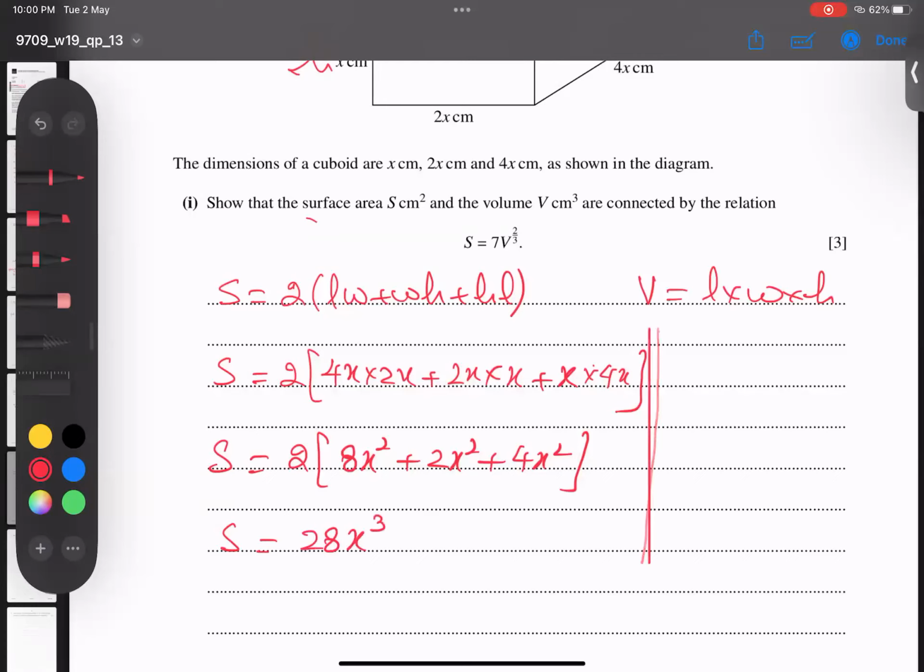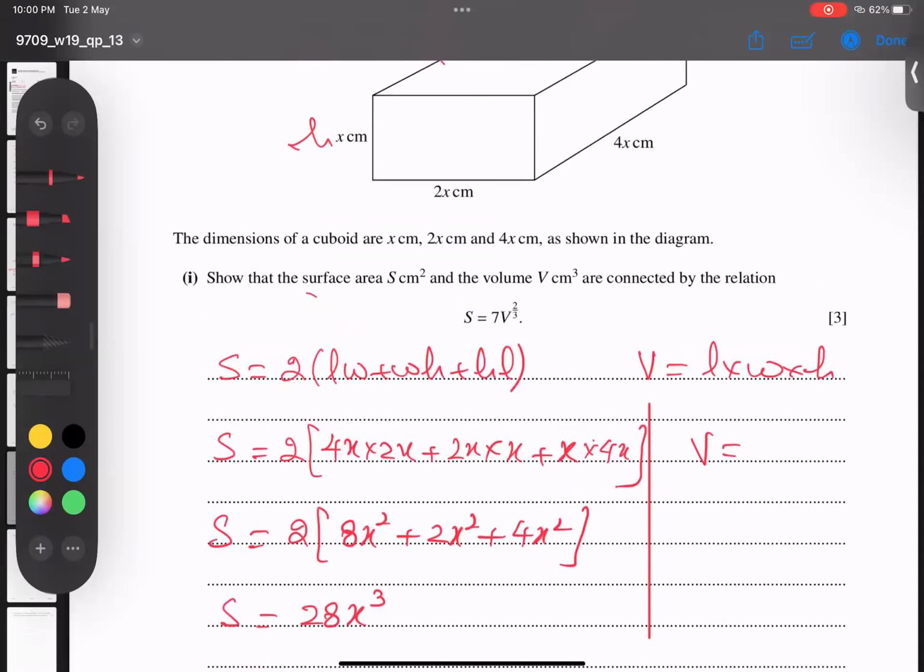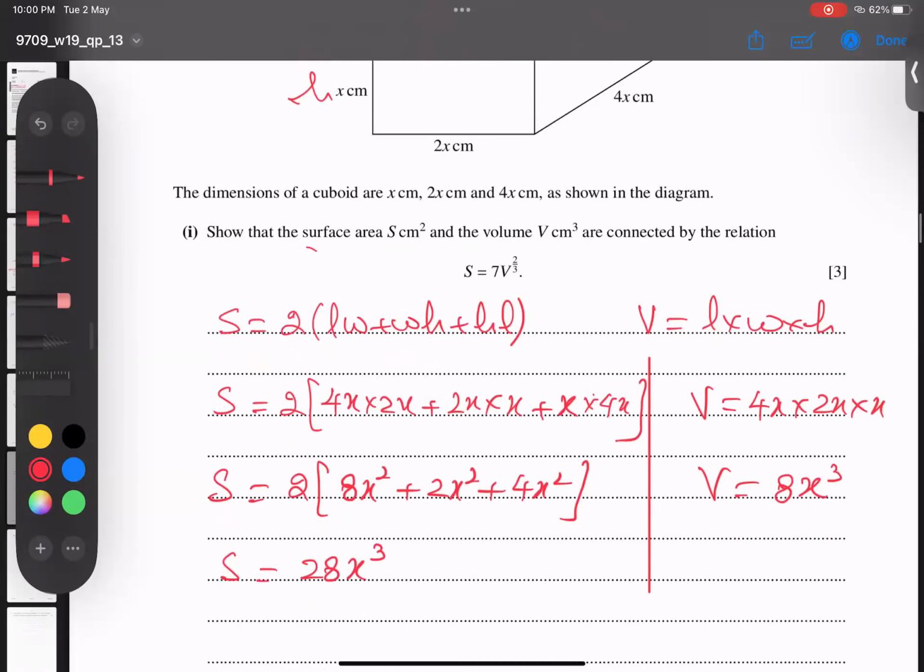So the surface area is finally done. And now I'm going for volume. Volume formula is length times width times height. Length is 4x, width is 2x, and height is x. So volume becomes 4 twos are 8, and x times x times x becomes 8x cube. Hold on, sorry, this is a mistake. Square is a square. All right.